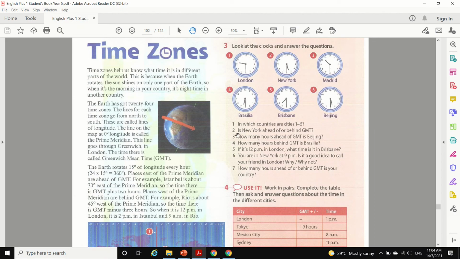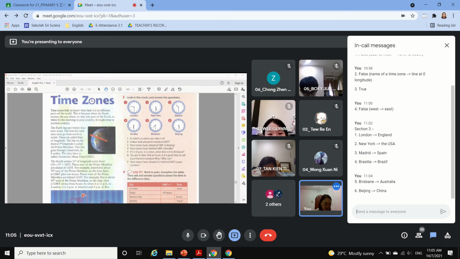So we go to question 2. Is New York ahead or behind GMT? So this one, New York, is ahead. Ahead means faster than London or slower than London's time. 快还是慢？ Yes, slower. So it's behind. Okay, so question number 2 is behind.